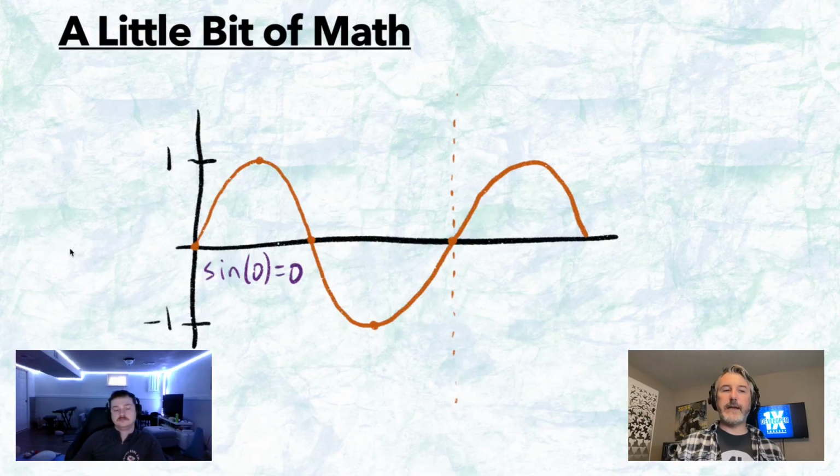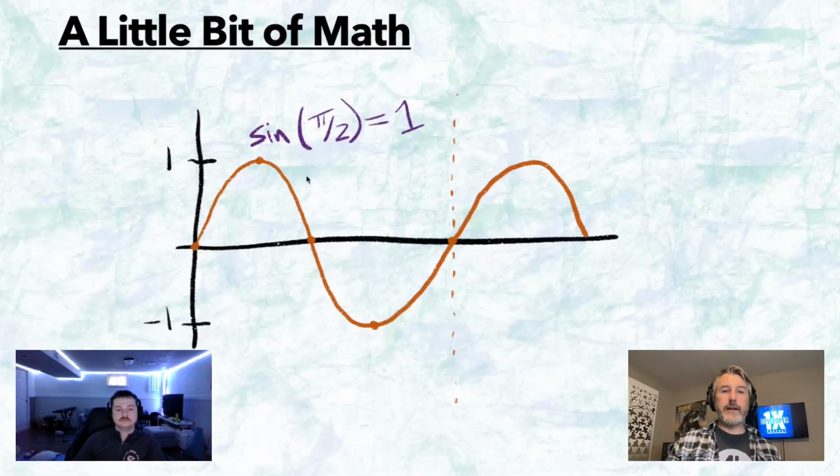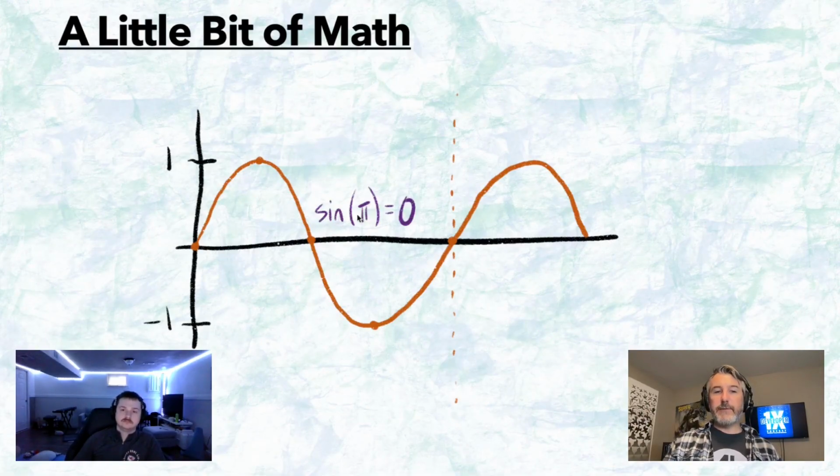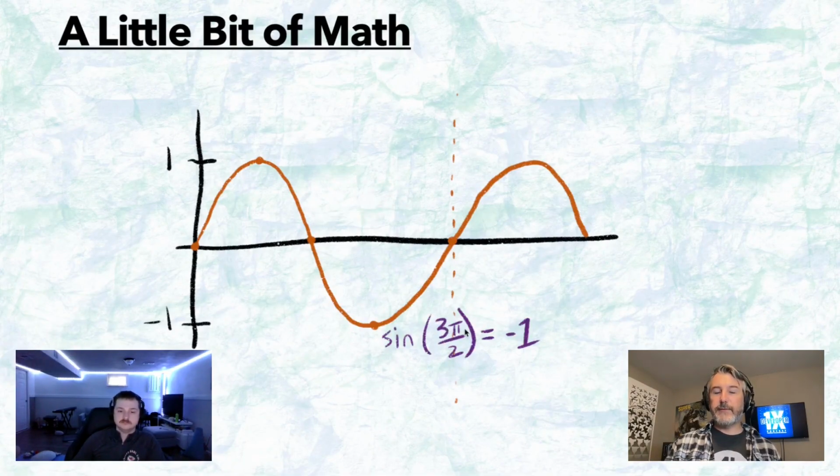In general, people will use a computer to calculate the sine function, but it is really helpful to know some of the key values. Sine of 0 is 0. Sine of a quarter of the way around the circle, pi over 2, is 1. The sine of pi, halfway around the circle, is 0. Sine of 3 pi over 2 is negative 1. And then sine of 2 pi, or 0, is back to 0, right?